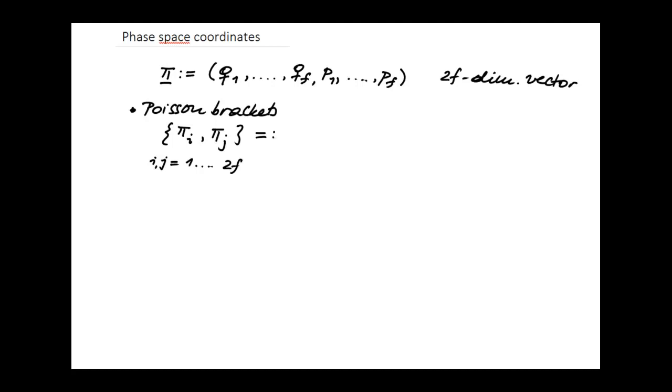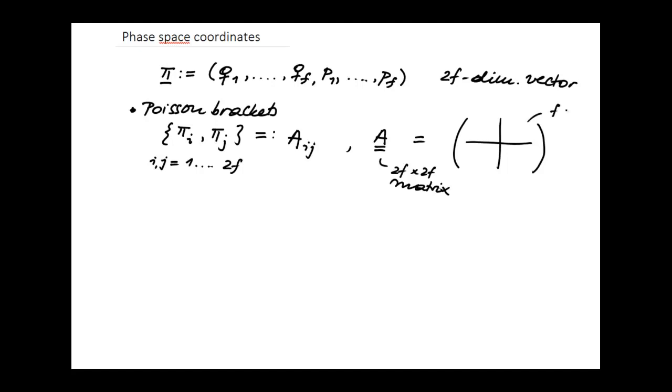I define this Poisson bracket as, if I go through all the possible values for i and j, I get a 2f by 2f matrix with components a_ij. So A is a 2f by 2f matrix. What does that matrix look like? I can divide it into 4 submatrices. Each submatrix is an f by f matrix.